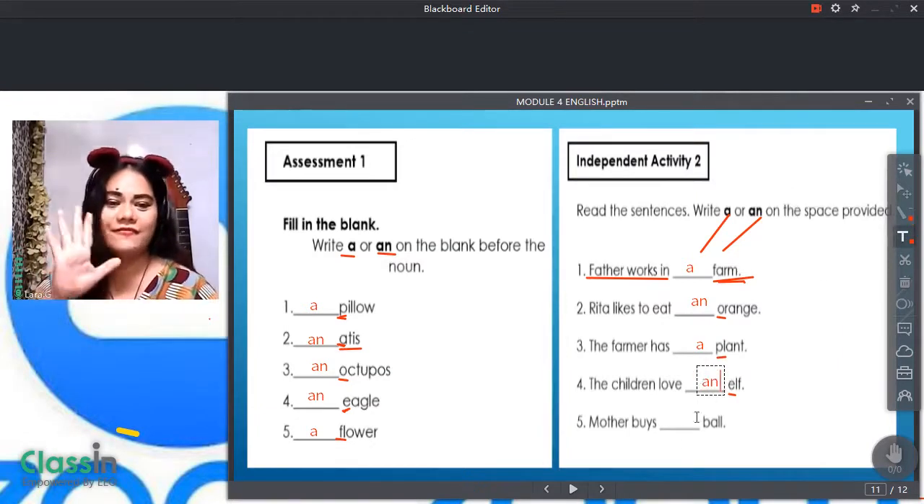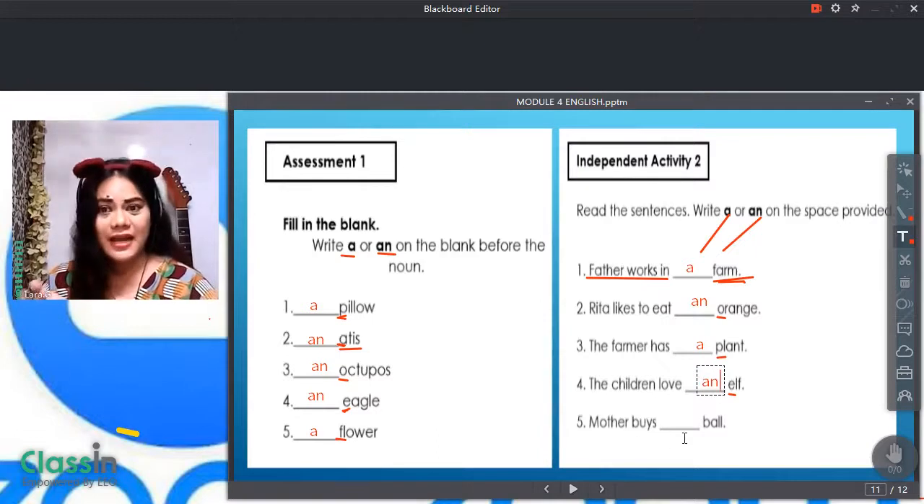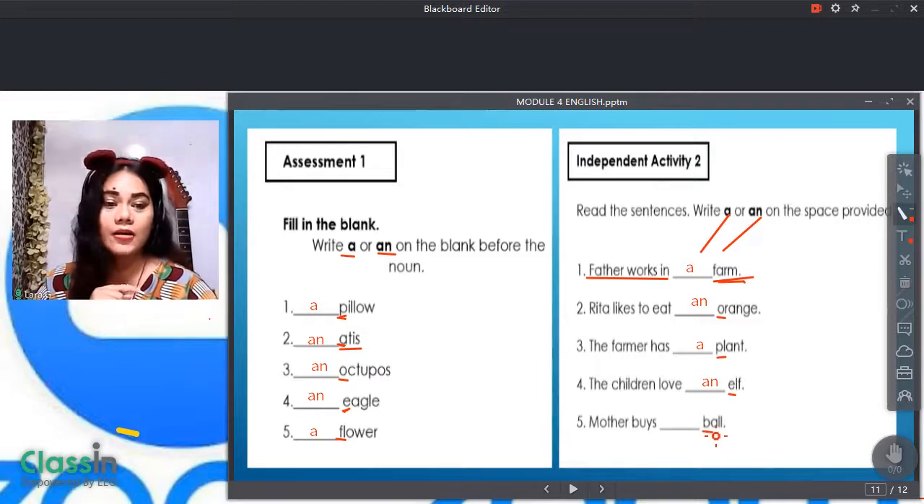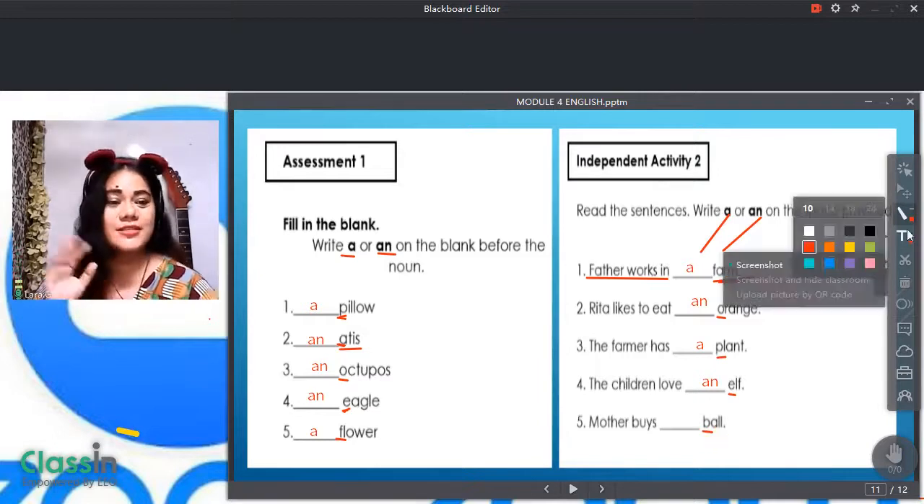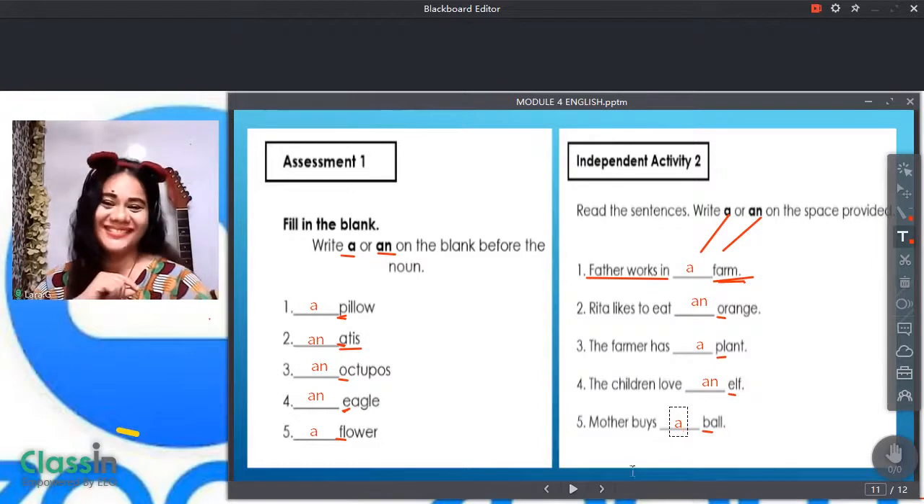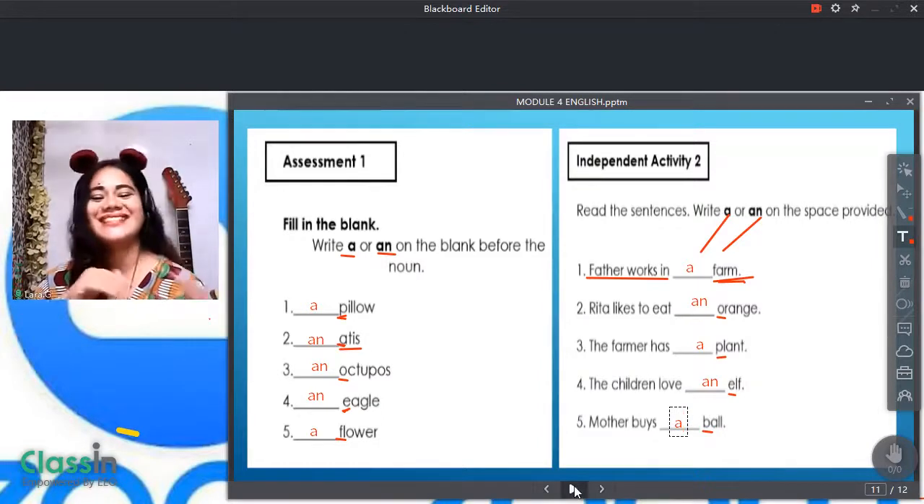Number 5. Mother buys blank ball. B, ball. It starts with a consonant. So we are going to use a. A ball. Yes.